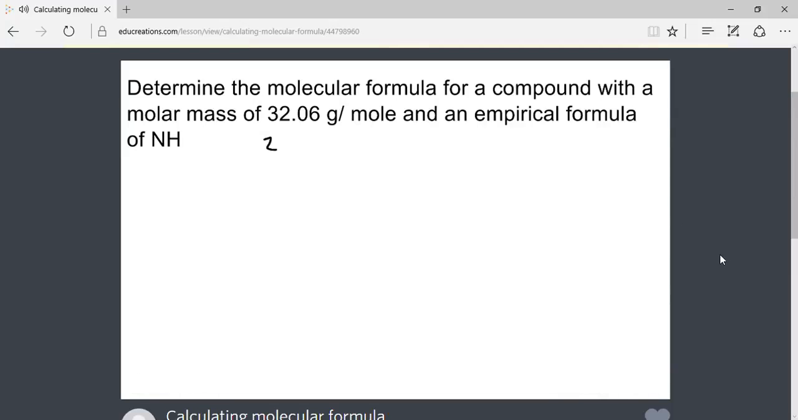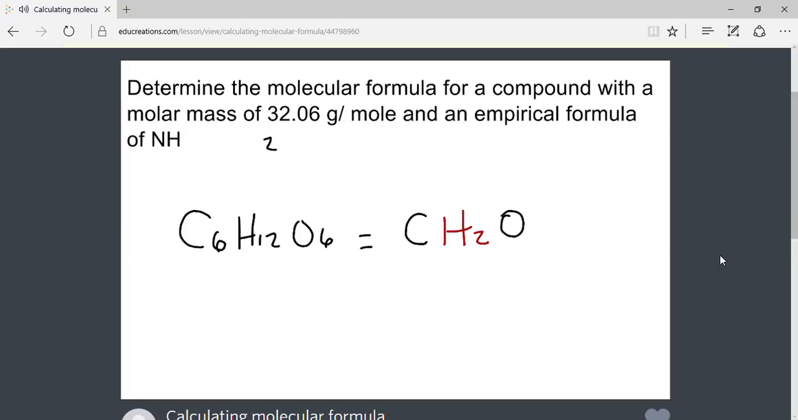In this lesson, we're going to take a look at how to calculate molecular formula from data. Recall that the molecular formula is the actual formula for a chemical compound, while its empirical formula is the simplest reduced version of the formula. For example, the chemical known as glucose has a molecular formula of C6H12O6. Its empirical formula is reduced by a factor of 6, resulting in an empirical formula of CH2O.